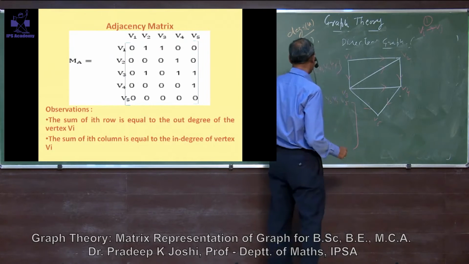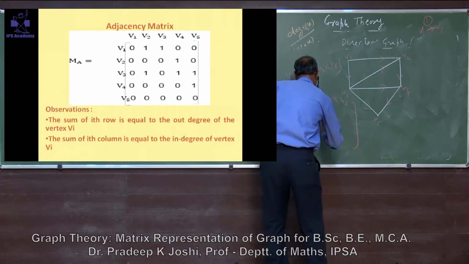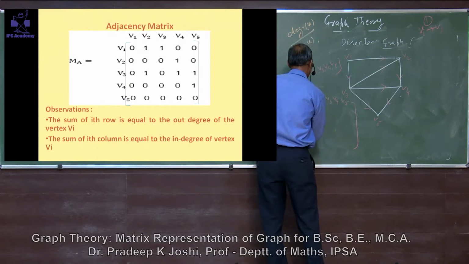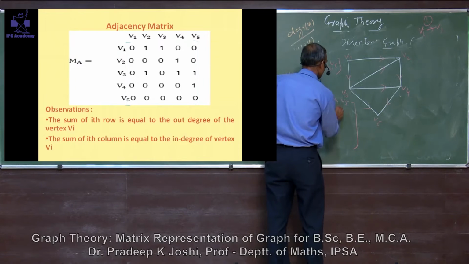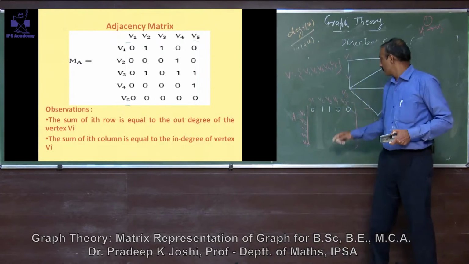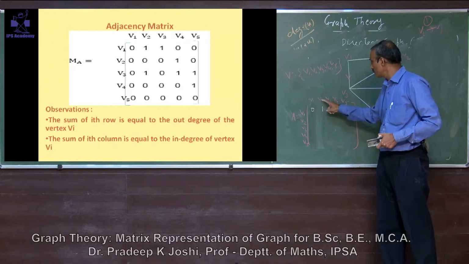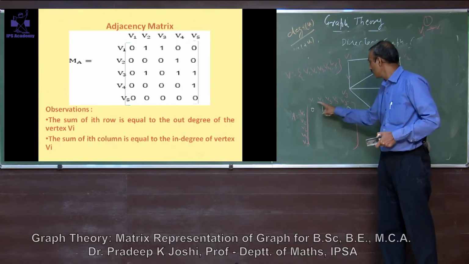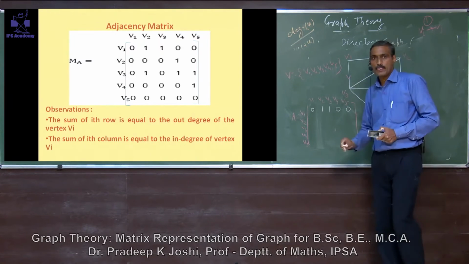Now this is the correction here. V1 to V1 has no self loop, so 0. V1 to V2 has a direction, so 1. V1 to V3 is 1. V1 to V4 has no direction, so 0. V1 to V5 is not adjacent, so 0.